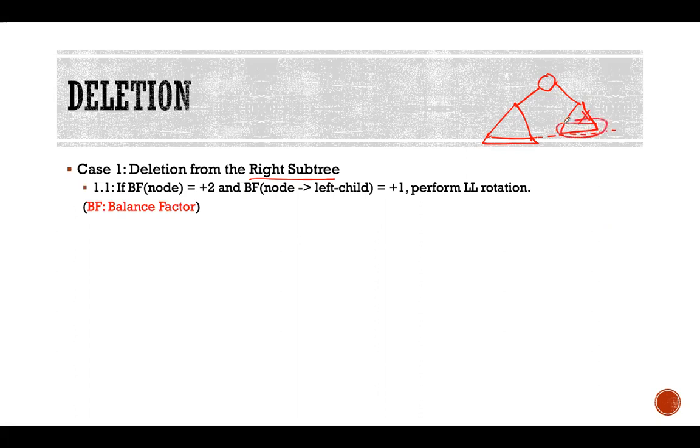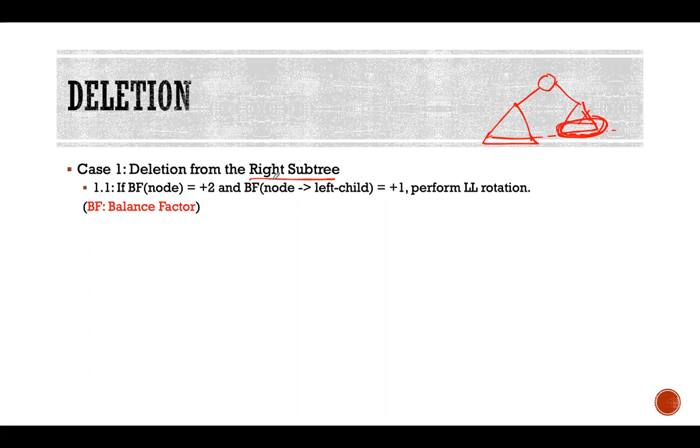Let's say I delete from the bottom level, or it could also be a level above the bottom. The tree was balanced, but because of the deletion from the right subtree, some of the nodes get unbalanced. That means the left subtree will get heavier than the right subtree. These are some intuitions we are going to follow, and there are a couple of specific cases we are going to see.